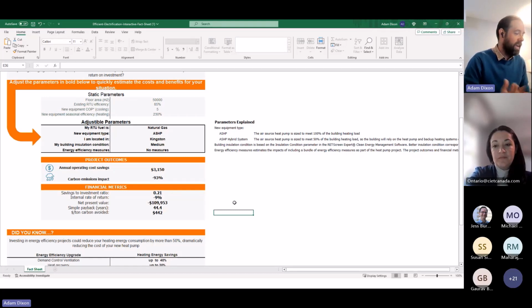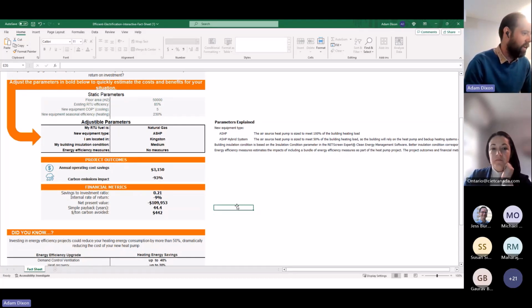So as of right now, in Kingston, Ontario, with the prices we've used in here, just jumping in and switching, it's a 15-year timeline on this one. So yeah, you don't want your simple payback to be outside of your timeline. And we are saving $442 per ton of carbon avoided. So that number is good, but the rest of these financial metrics, to me, this project is not viable. Although you do reduce your greenhouse gases by 93%.